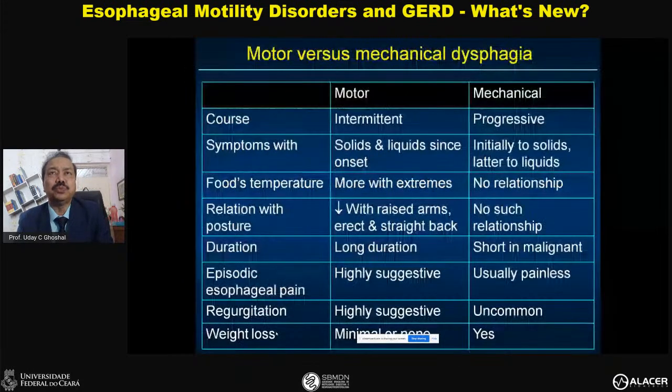Now, motor dysphagia and mechanical dysphagia differentiation start from history taking. We should not base everything on investigation because investigations are often invasive and they are expensive. Therefore, one should take a thorough history. And in fact, in clinical medicine of current day, this history taking is taking a back seat, but I would say that is not a right approach.